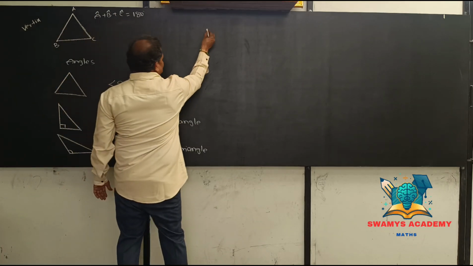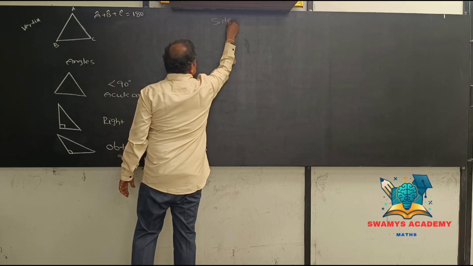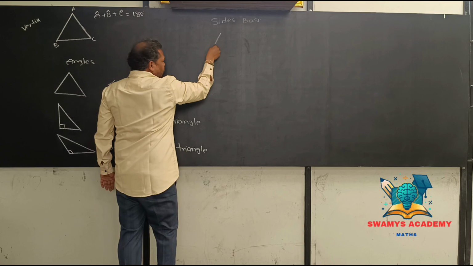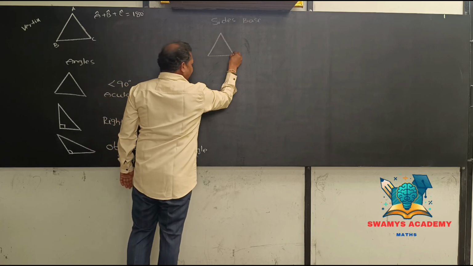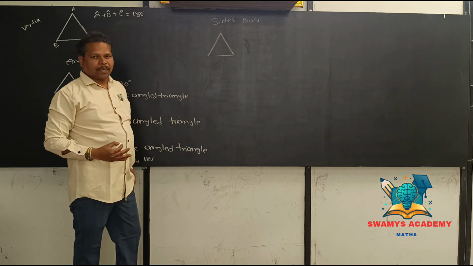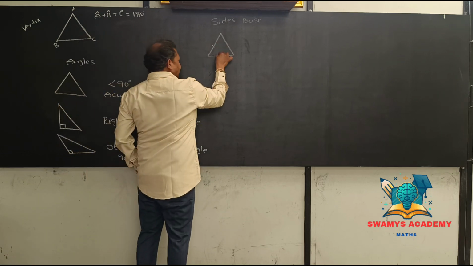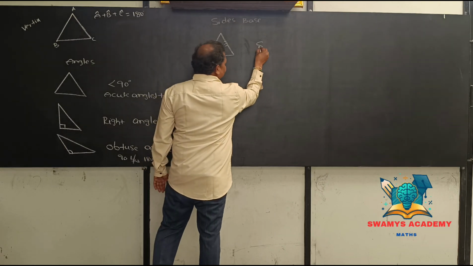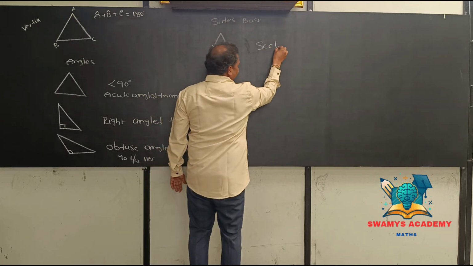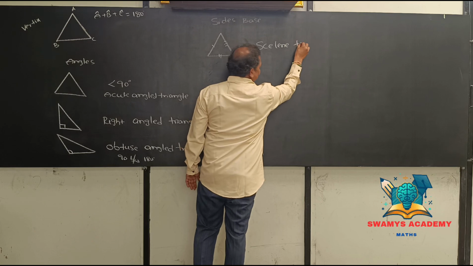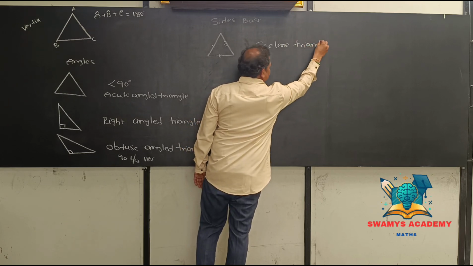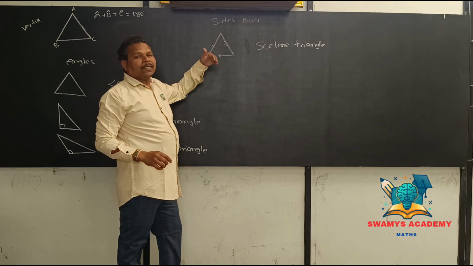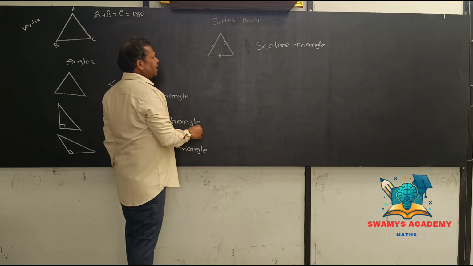When it comes to sides-based triangles, if any two sides are not equal, or all the sides are different, that is called a scalene triangle. Scalene triangle. Any two sides are not equal or all the sides are different, that is called a scalene triangle.